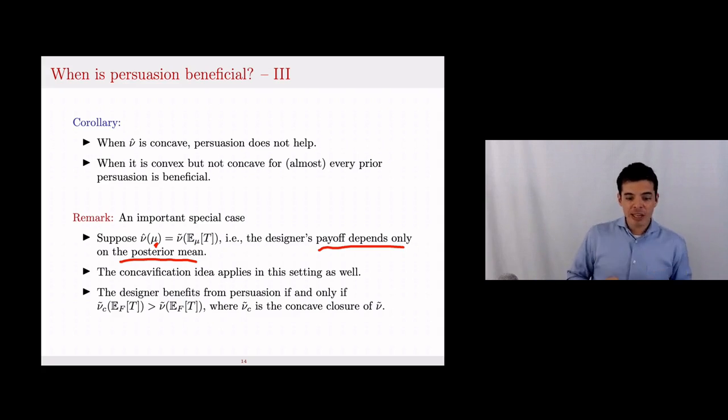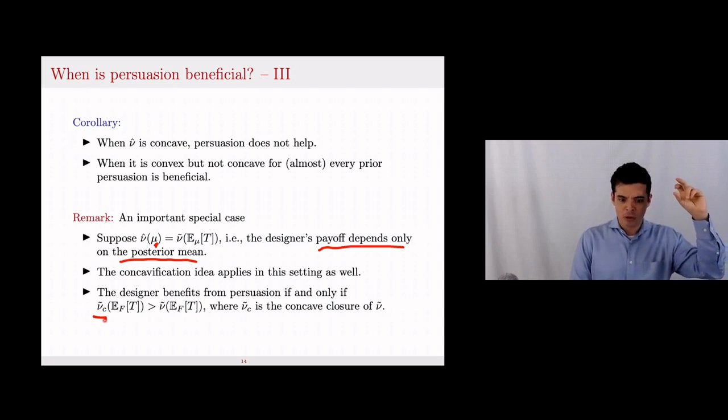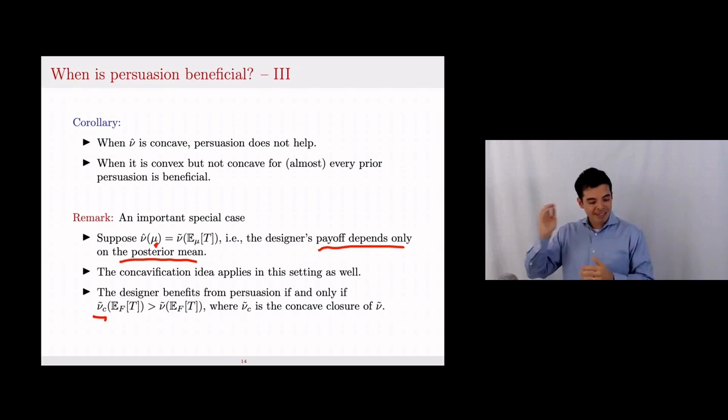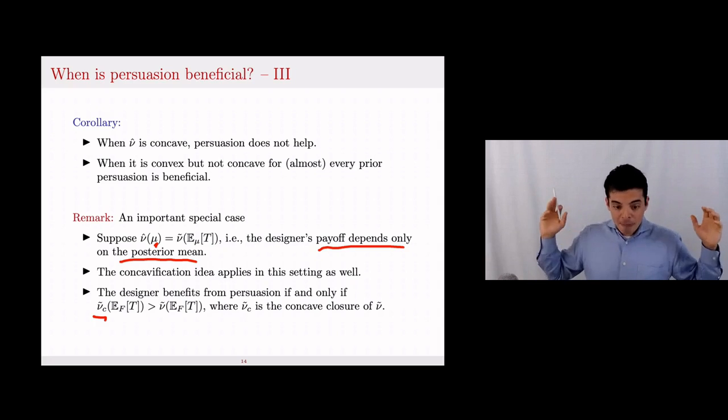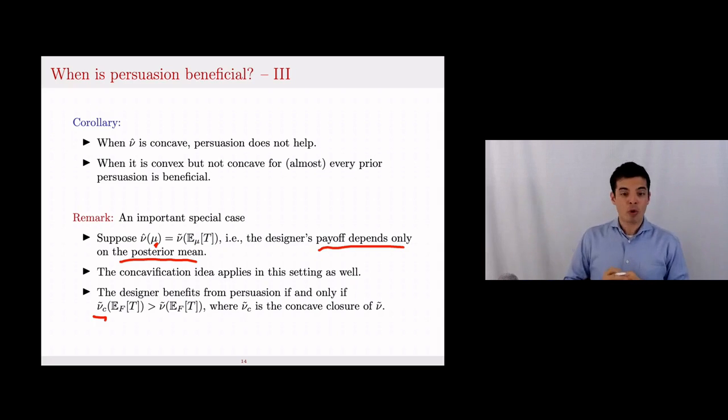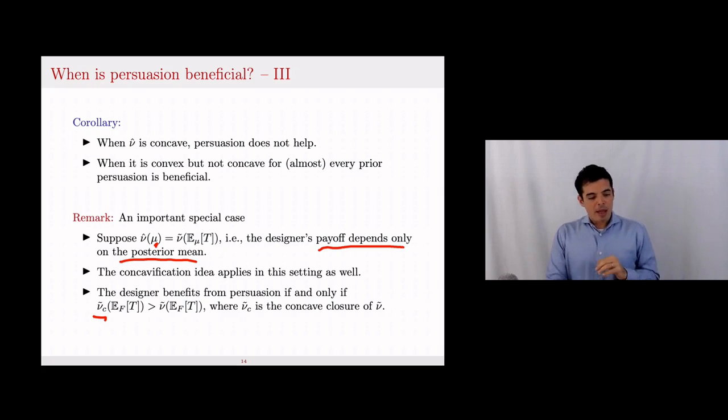Well, the concavification idea applies in this setting as well. In particular, you can evaluate the concave closure of this function, nu tilde. Let me denote this by nu tilde sub c. If nu tilde sub c is strictly greater than nu tilde when you evaluate these functions at the mean state, then the designer benefits from persuasion. And this is an if and only if result as well. This is the concavification idea that you commonly see in practice.